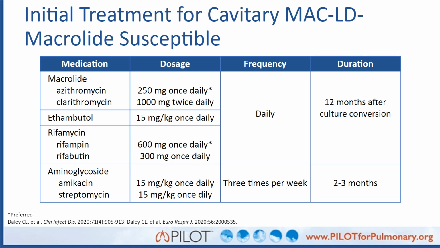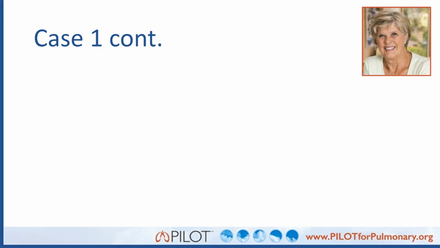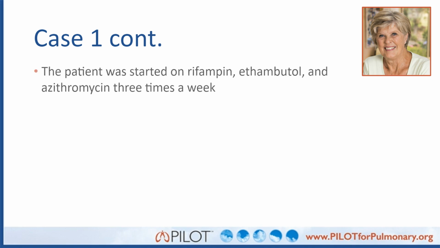So with our patient, given that the patient was developing symptoms and weight loss on airway clearance, it was decided that the patient should start antibiotics. The patient was started on rifampin, ethambutol, and azithromycin 3 times a week.